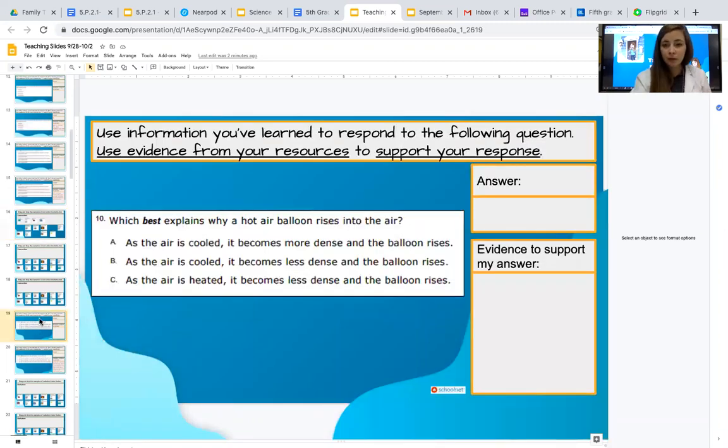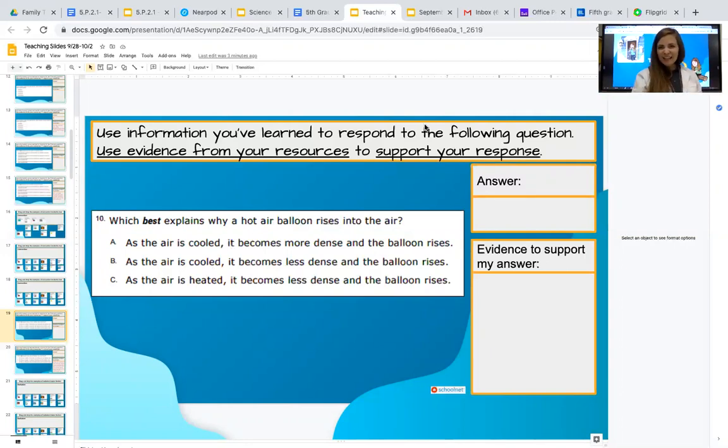Okay. All right. Read carefully: which best explains why a hot air balloon rises into the air? Is it because the air is cooled, it becomes more dense, and the balloon rises? The air is cooled, becomes less dense, and the balloon rises? Or is it because as the air is heated, it becomes less dense and the balloon rises?